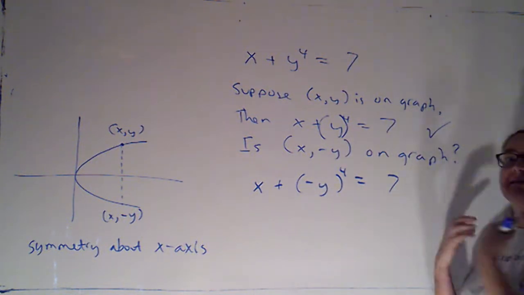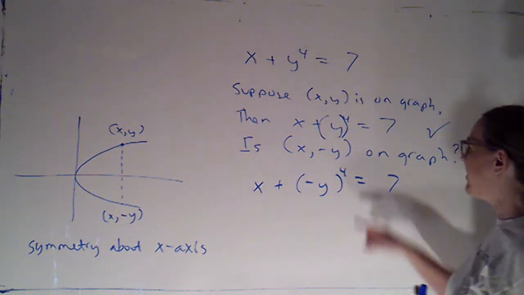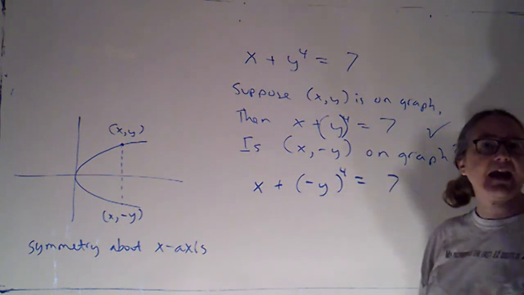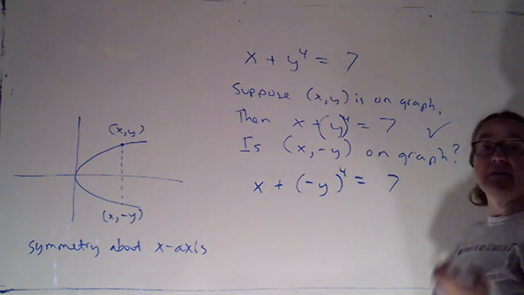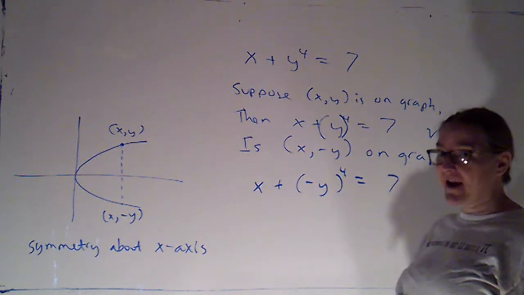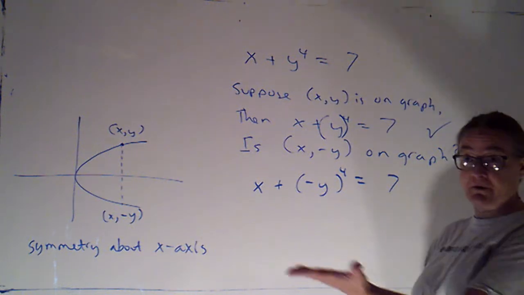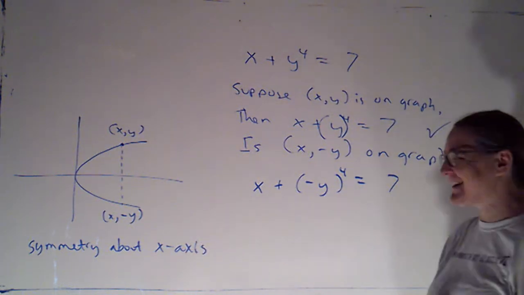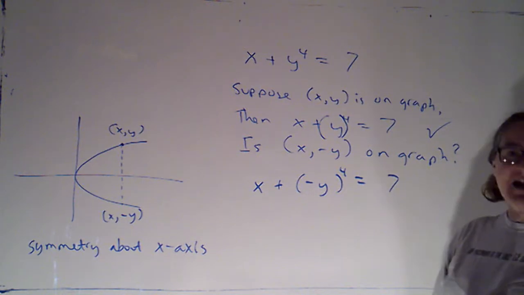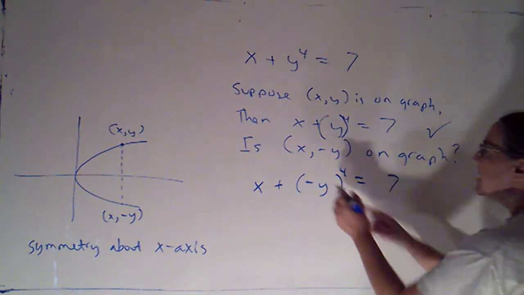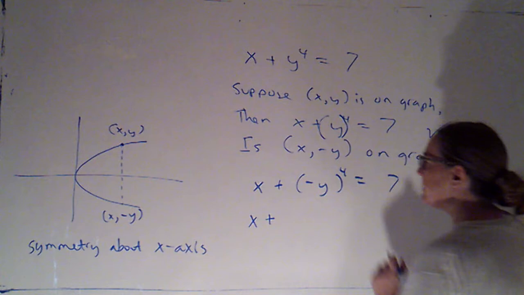If it simplifies to the same equation, then I know that this point is on the graph, and so we have this type of symmetry. If it simplifies to a different equation, then no, this point is not on the graph, it's on a different graph. It's on the graph of the other equation that it simplifies to, and so we would not have this type of symmetry. So this is going to be x plus.